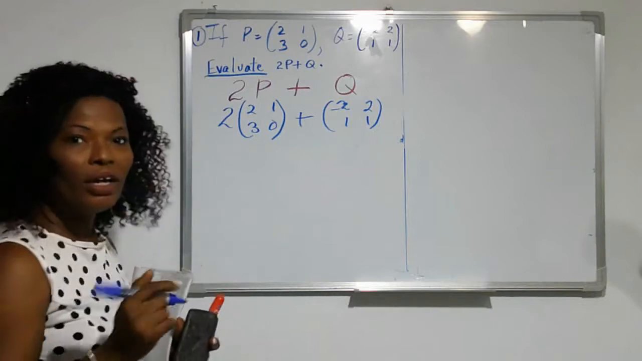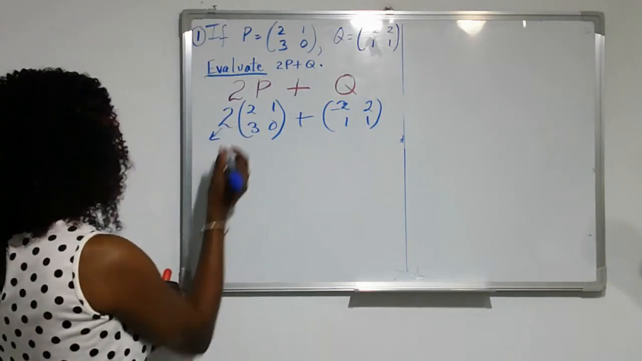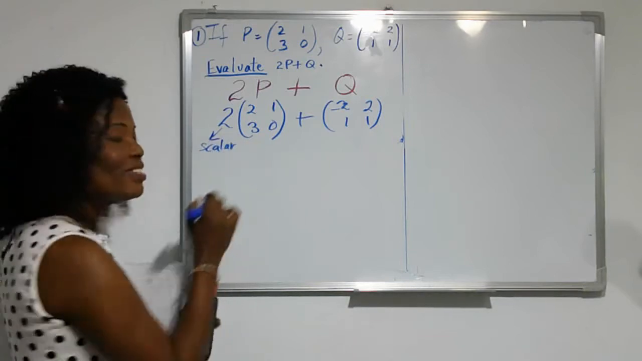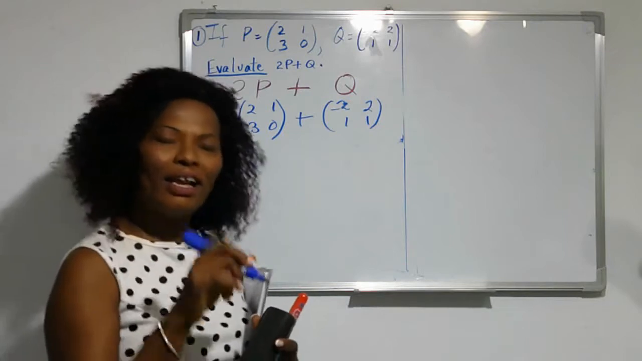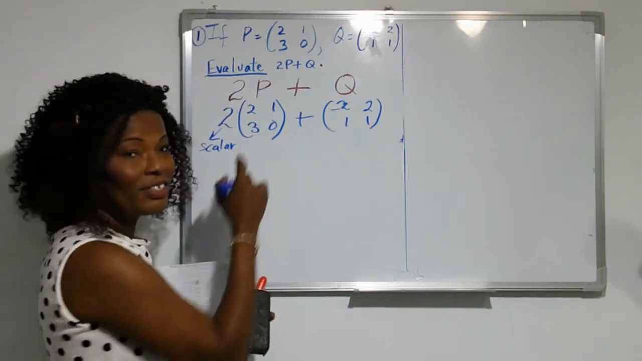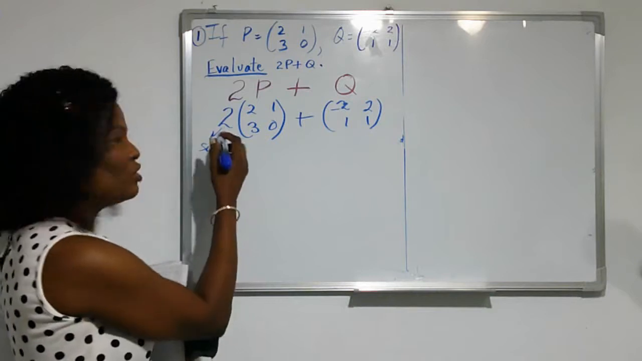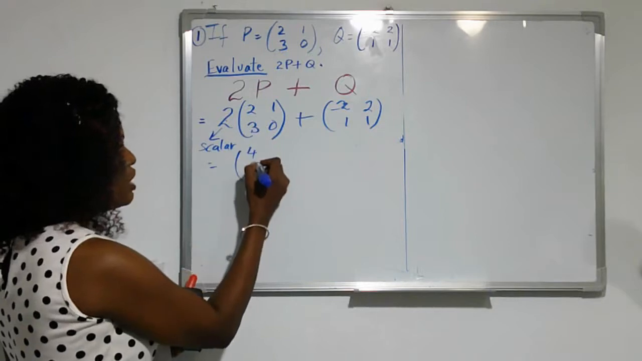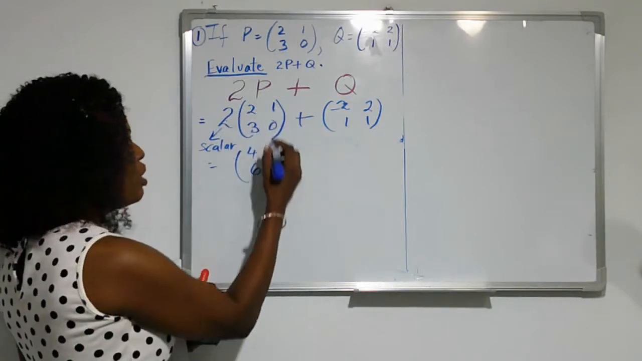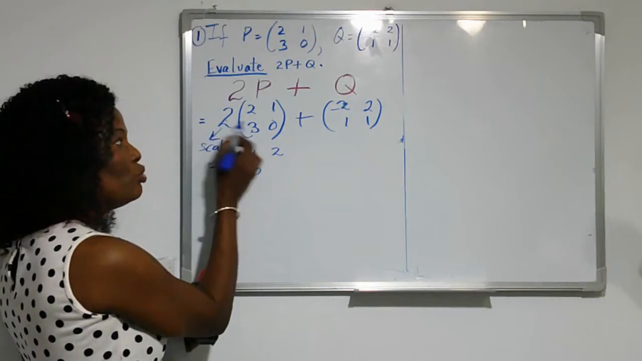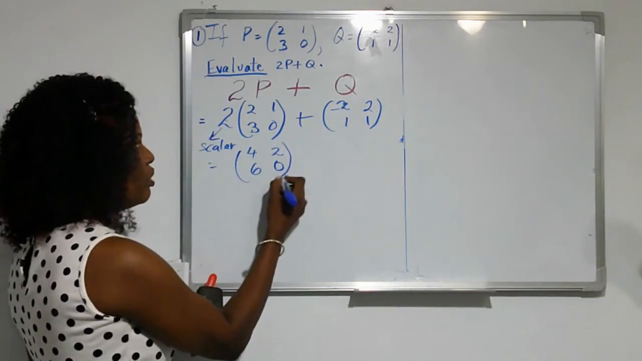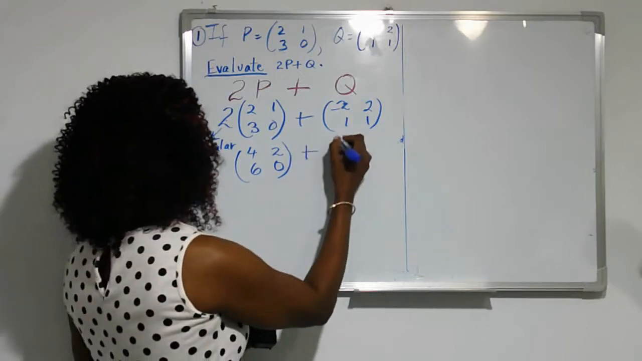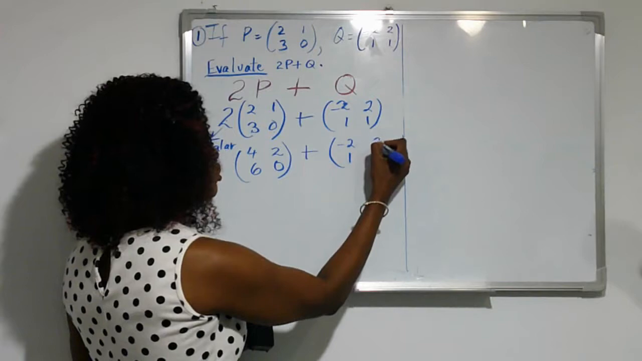Now, in our previous video, I said that 2 is called a scalar. And what the scalar does is to multiply every element in the matrix by 2. So let's go. 2 times 2, 4. 2 times 3, 6. 2 times 1, 2. And remember, 2 times 0 is 0. 0 times any number is 0. Awesome. And we're adding that to [-2, 1; 2, 1].